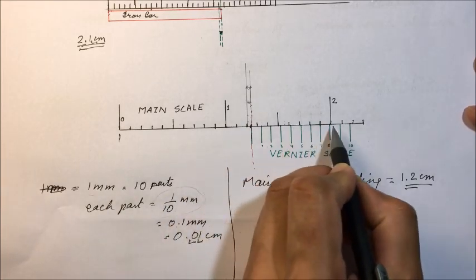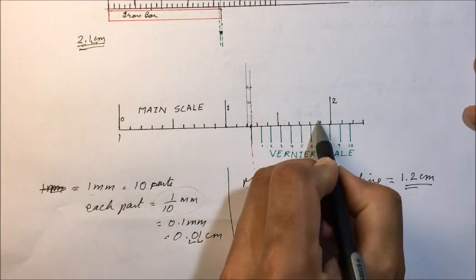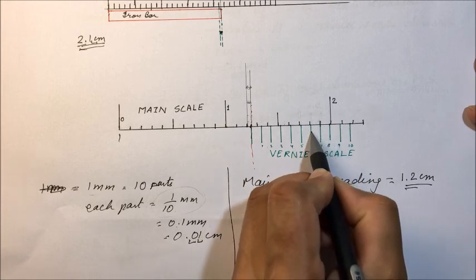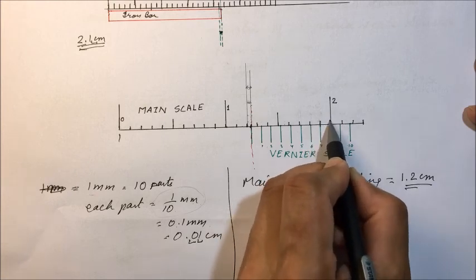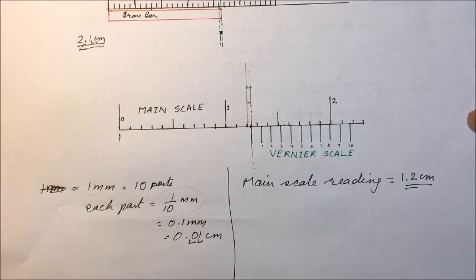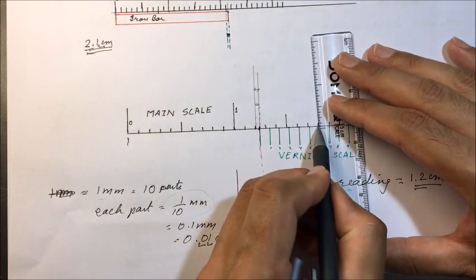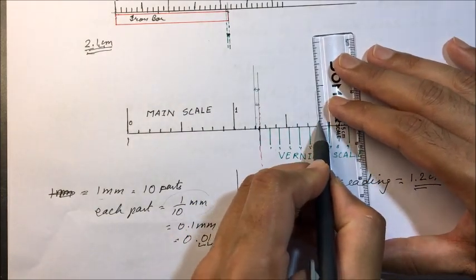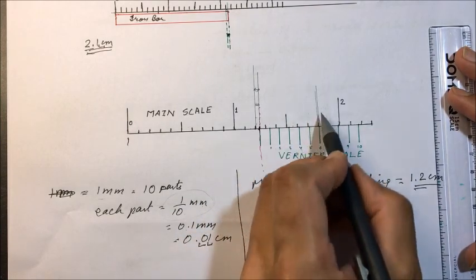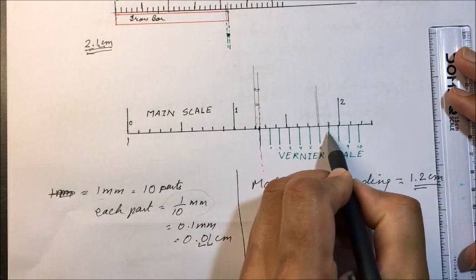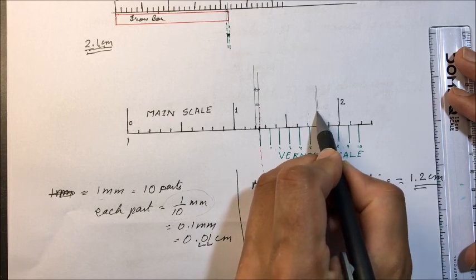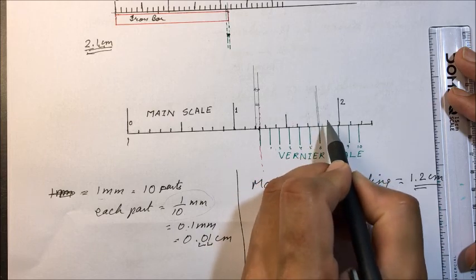Look here, which division is coinciding? The 7th division is coinciding. So the length on the main scale, this division is 1 mm, and this length is 0.9 mm. We have discussed that the length of the vernier scale division is 0.9 mm and the length of the main scale division is 1 mm. So here they are coinciding, and the difference between the main scale reading and the vernier scale reading is 0.1 mm, that is 1/10 mm.